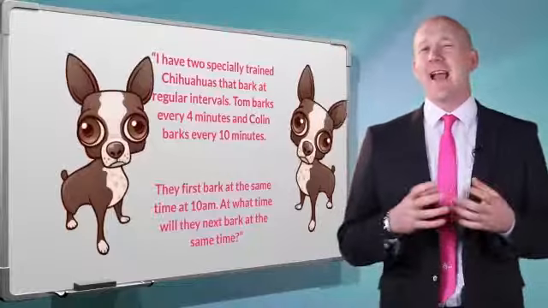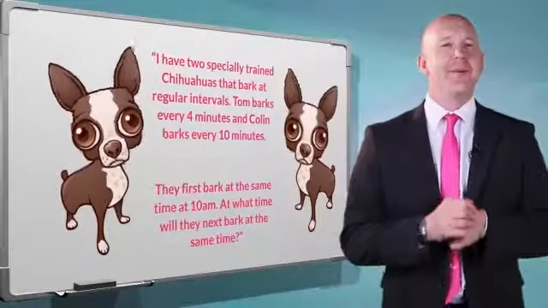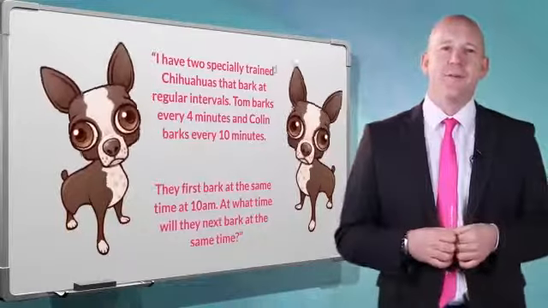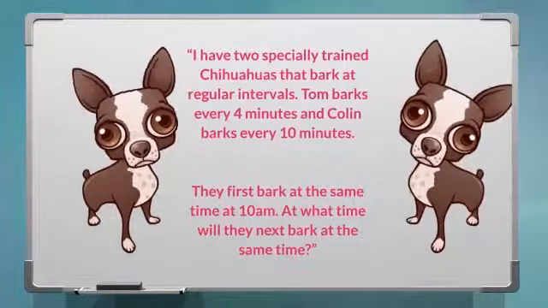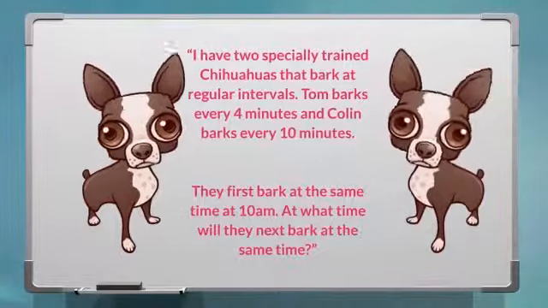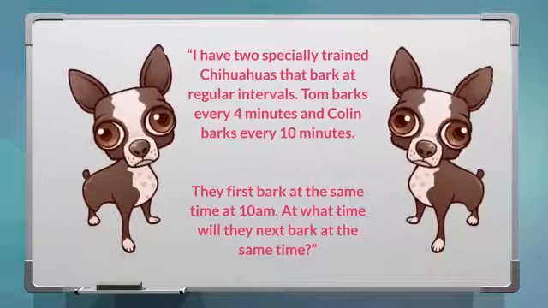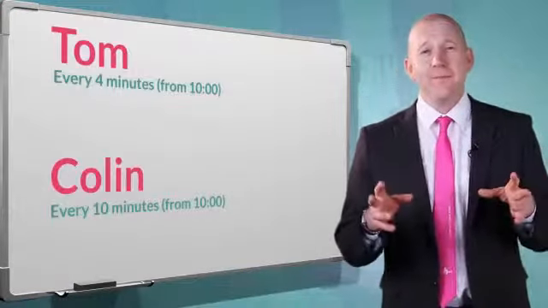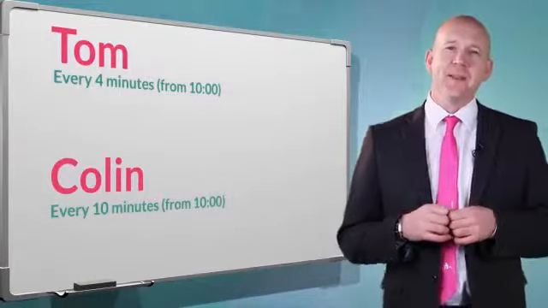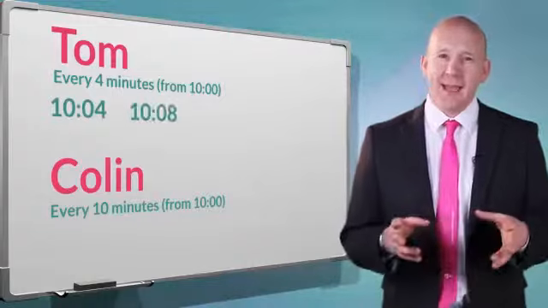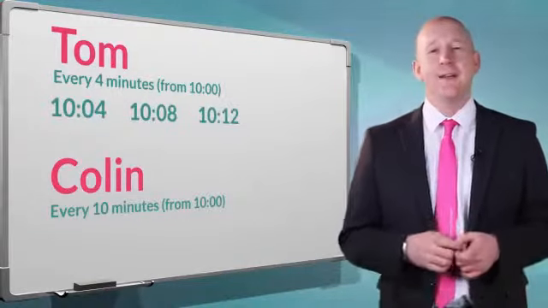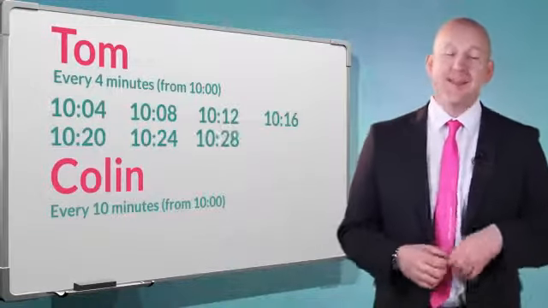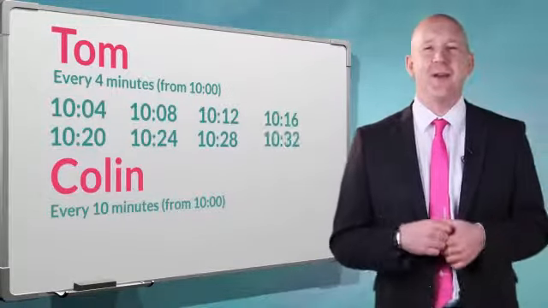Okay, so this is actually a lowest common multiple question when you think about it. So it can be solved in a similar way to before. Only this time we can simply write out the times each dog barks and look for what time appears in both lists first. So for Tom, we have 10 a.m, 10:04, 10:08, 10:12, 10:16, 10:20, 10:24, 10:28 and 10:32.